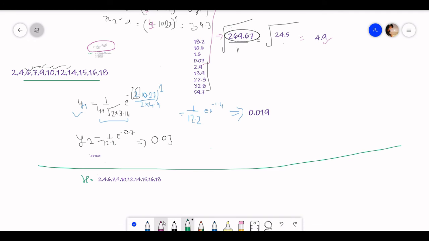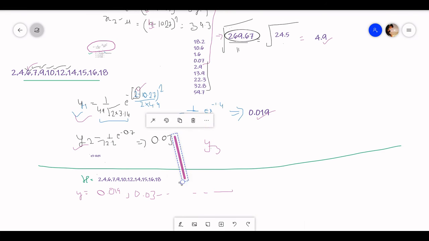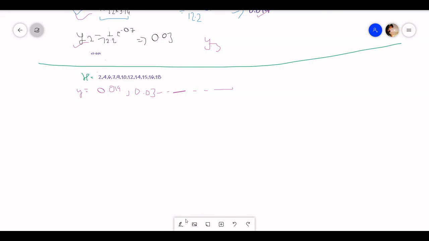Now our calculated y values are: my first value is 0.019 and our y2 is 0.03, and so on. We can calculate these values by ourselves, y3, y4. We just have to replace our x over here according to the formula. After getting all these values, we can plot our 2D plot of normal distribution.